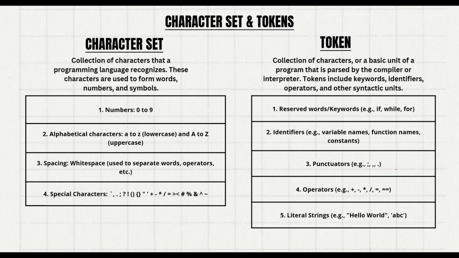Operators are symbols that represent operations like plus, minus, star, slash, and equal. They are essential for performing mathematical and logical operations in code. Lastly, we have literal strings, which represent constant values like "hello world" or "ABC". Literal strings are used to represent specific values directly in the code.